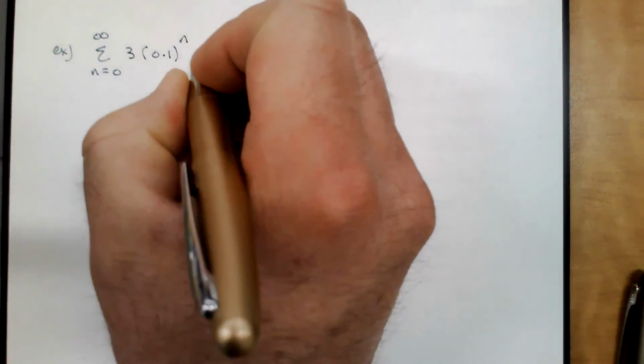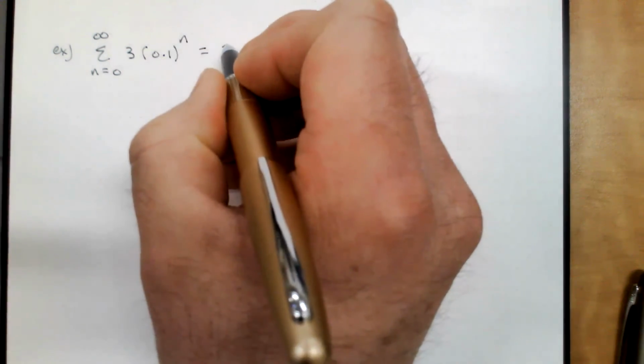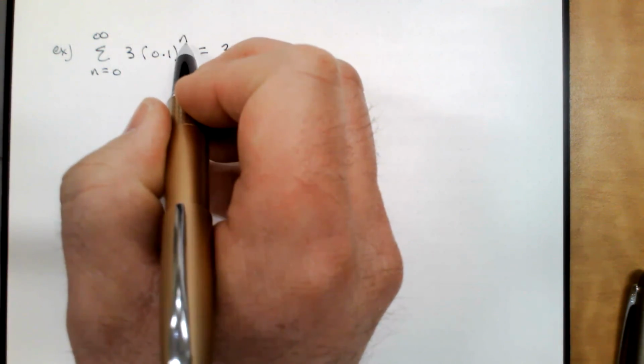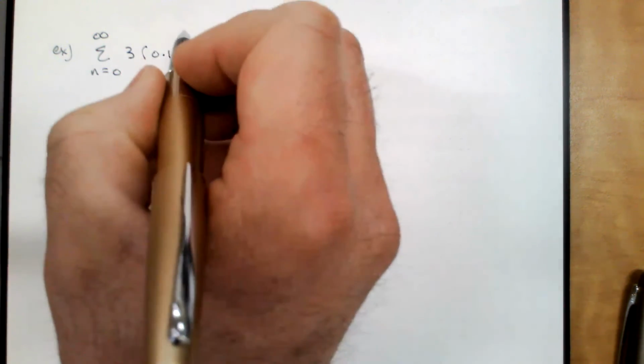Here is a specific series. Write down the terms of this series. So the first term is going to be 3 times 0.1 to the 0 power, so that's just 3. And then 3 times 0.1 to the 1. Oh, I want negative that.